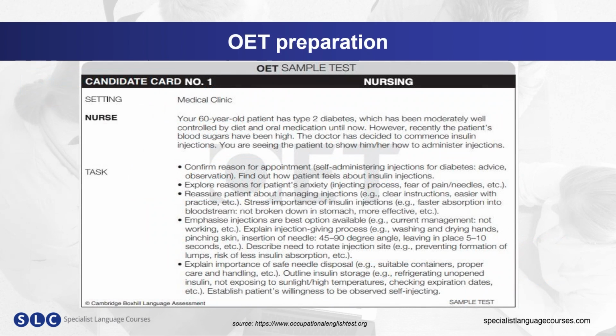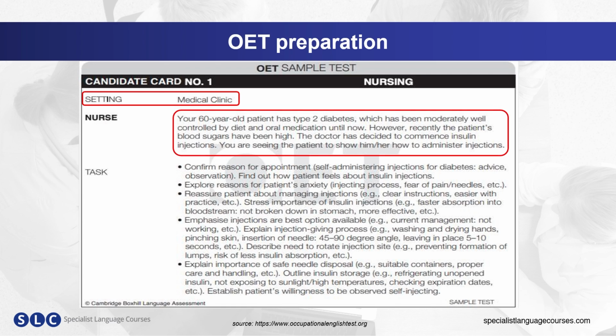Here is an example of a role play card from the OET website. You can see that you always play the role of the nurse, the setting is provided, and you're also given some information about the patient, followed by the tasks you need to complete.